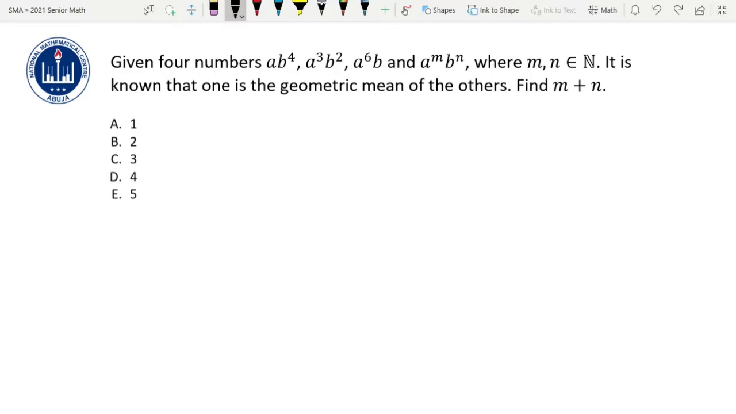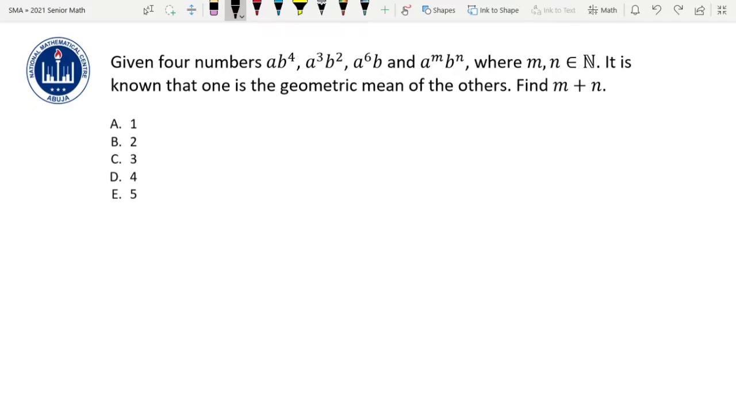In this video, we're going to be solving question 8 of the 2021 Senior Maths Olympiad first round. The question goes like this. Given four numbers: a b raised to power 4, a cubed b squared, a raised to power 6b, and a raised to power m b raised to power n, where m and n are natural numbers, it is known that one is the geometric mean of the others.